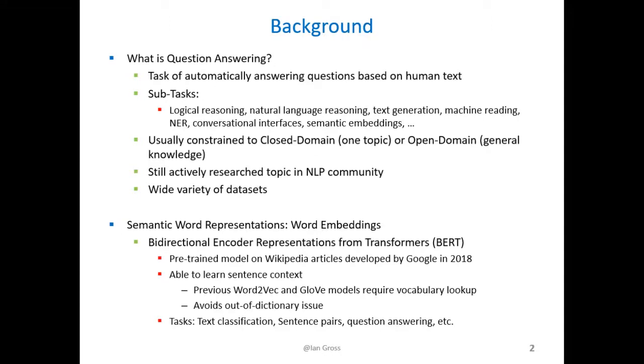The second main topic is semantic word representations. There's a newly released model called BERT, Bidirectional Encoder Representations from Transformers, which was pre-trained on Wikipedia articles by Google in 2018. It's able to learn sentence context as opposed to previous models, and it can handle tasks such as text classification and sentence pairs.